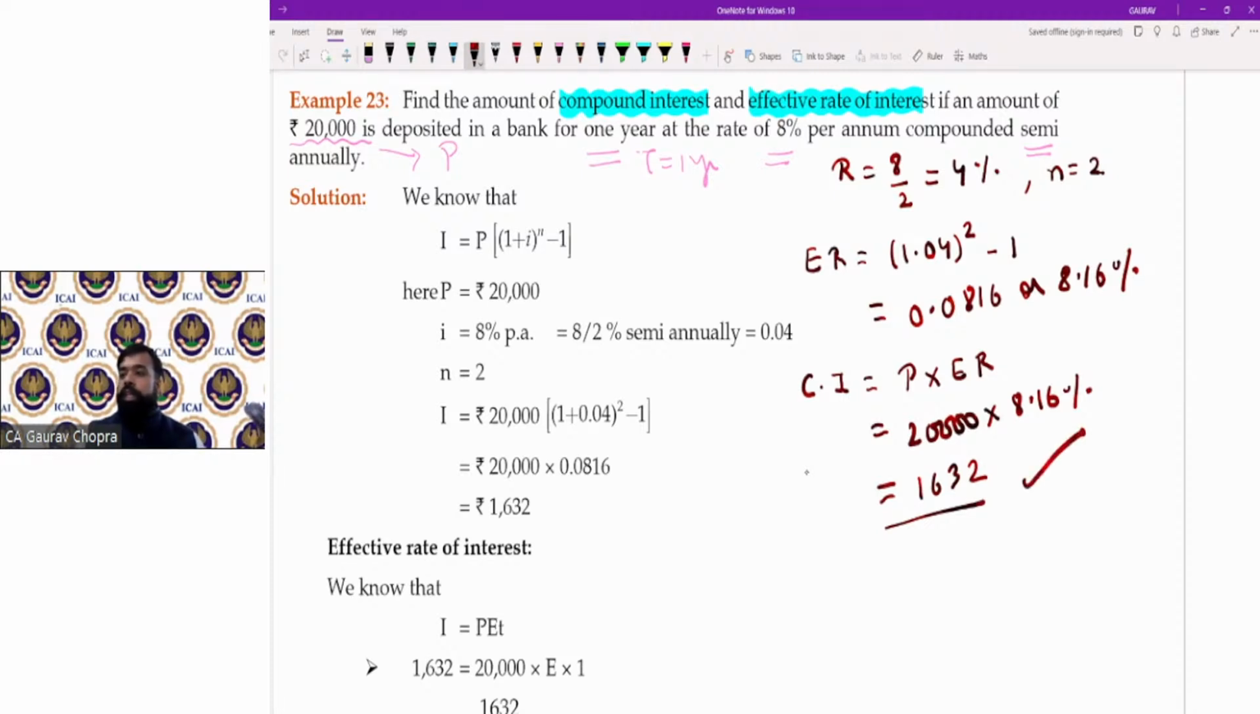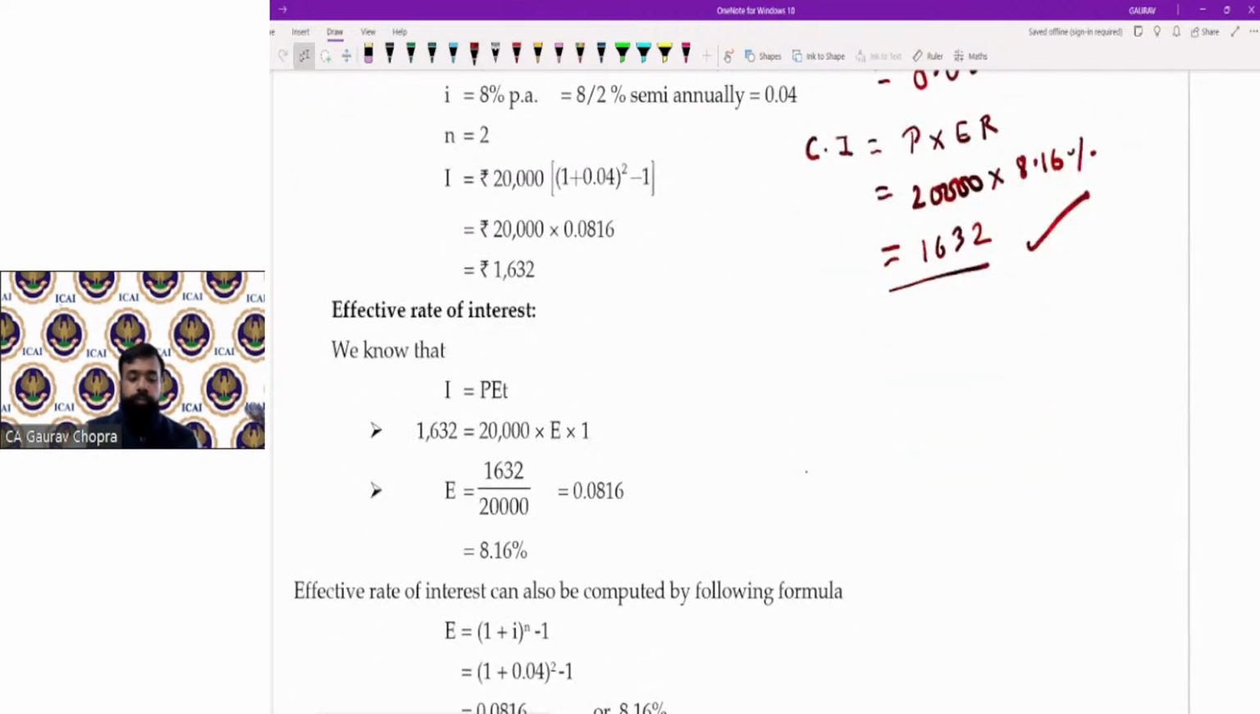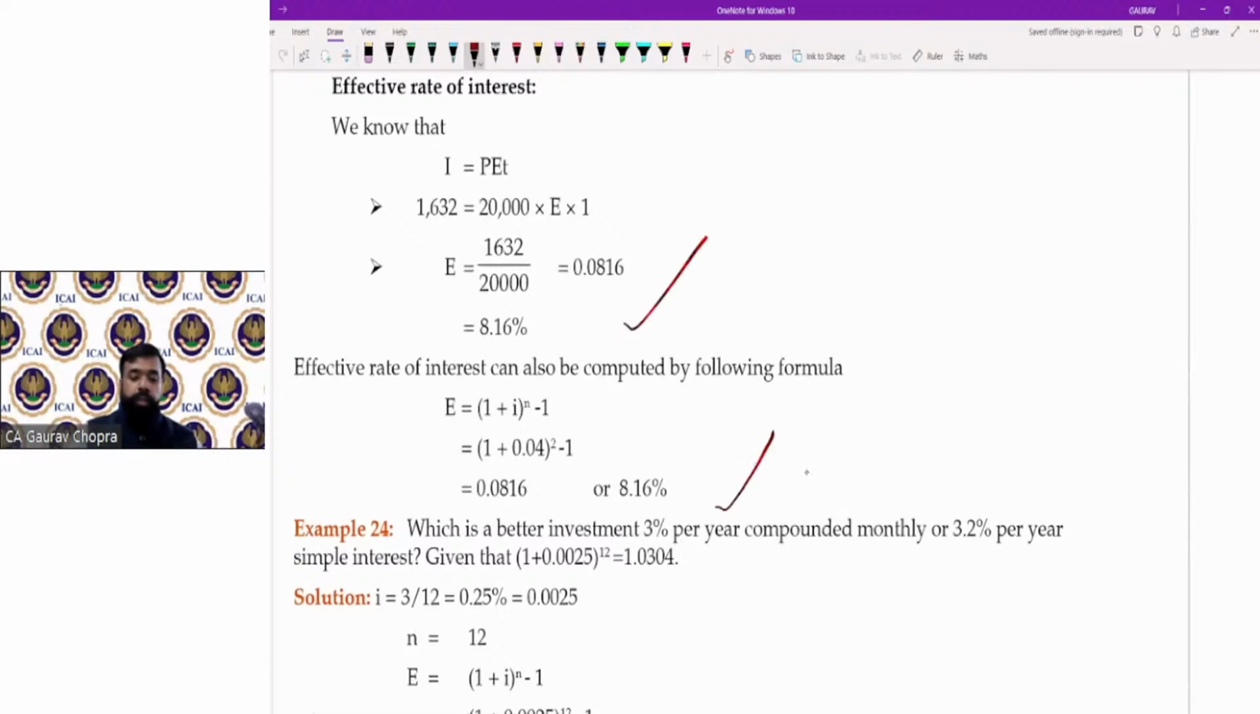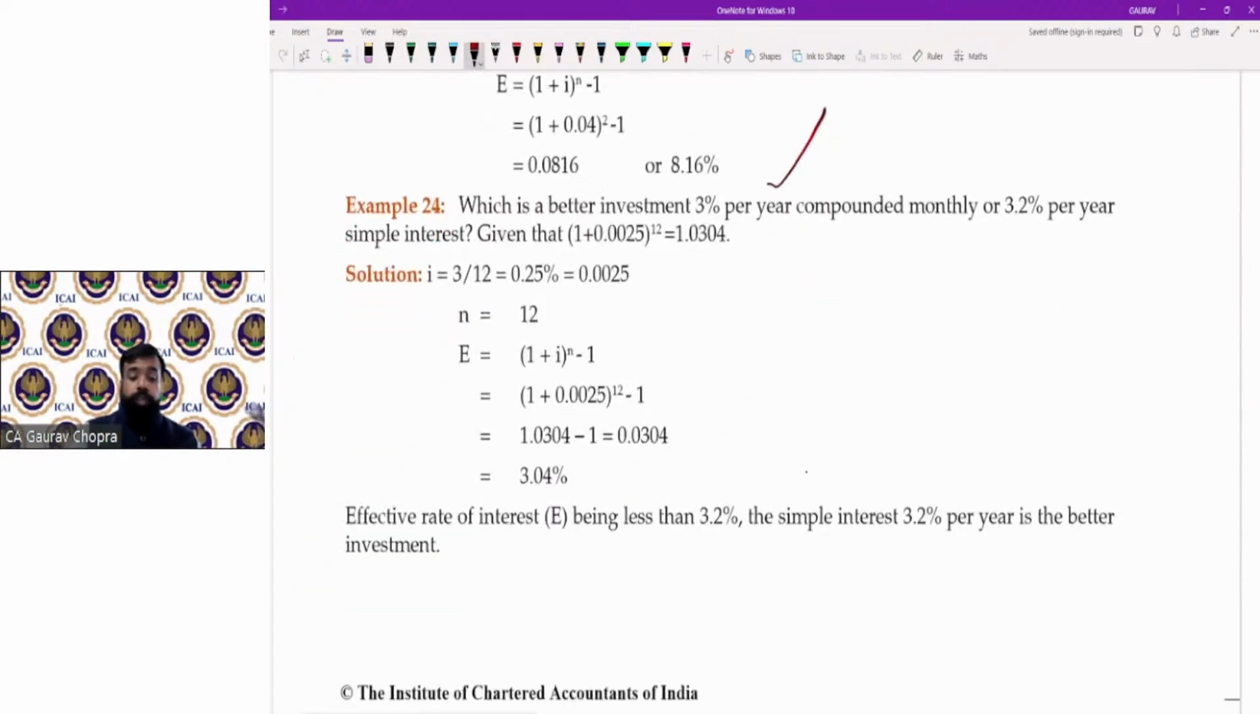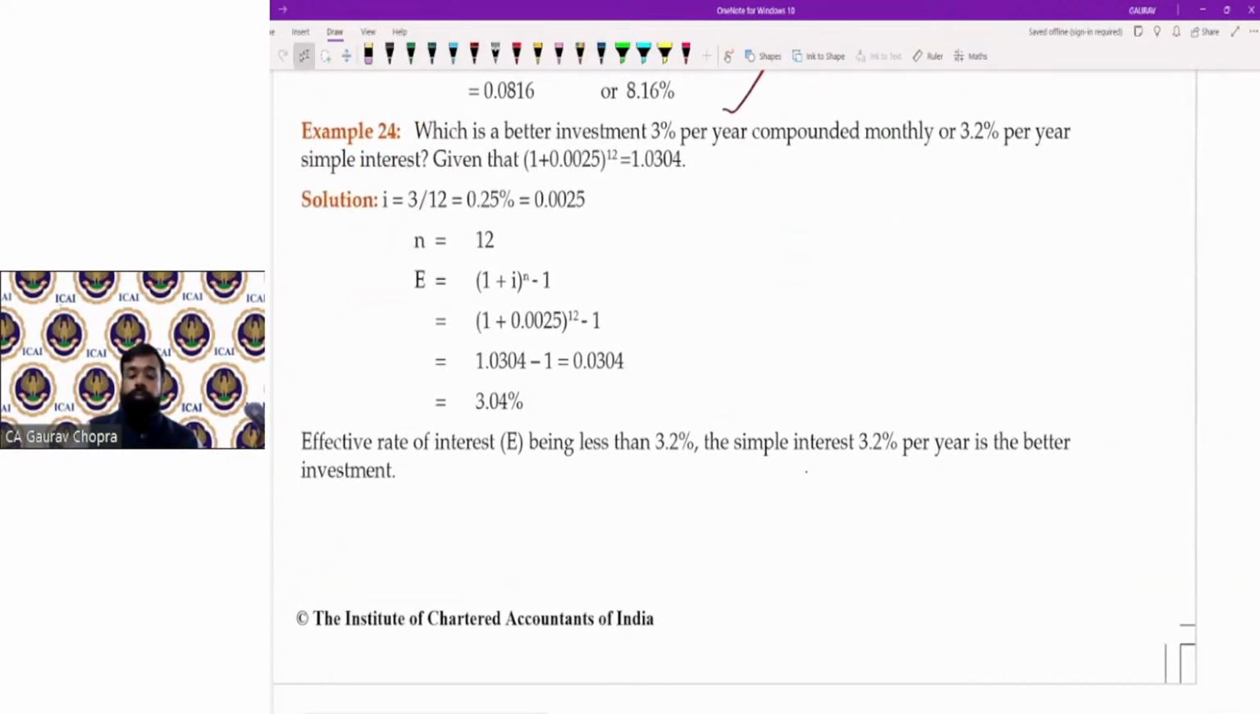So this was basically example number 23, which we have covered. All right. Now let's do the next one.